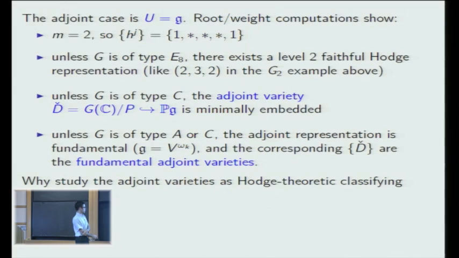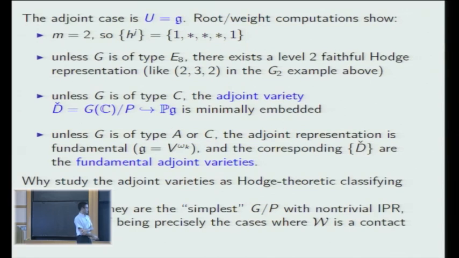So why should I care about these? Well, the horizontal distribution in each of these cases is non-trivial, so you have a serious Griffiths transversality condition to handle, but it's sufficiently simple as to be nice. So it's a contact distribution. So I wouldn't exactly call them building blocks, but they are the simplest examples to handle.